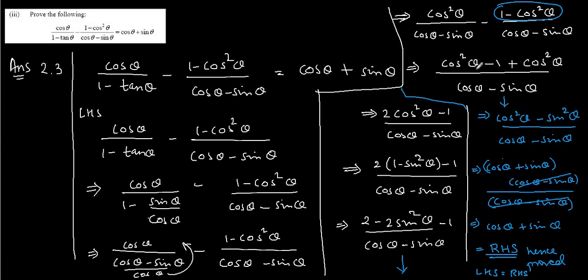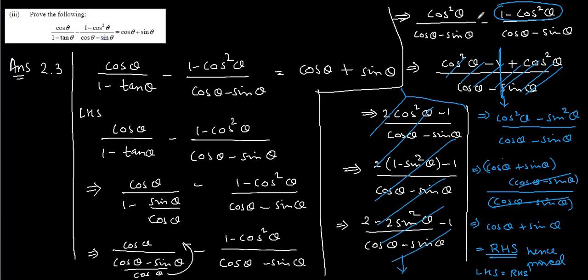So instead of doing this step, you can go directly from here, otherwise it will be too lengthy. Again we'll get 1 minus 2 sin square theta, and then splitting again, and then bringing back to cos square theta. So instead of going for this one, we are cutting it short to this part.